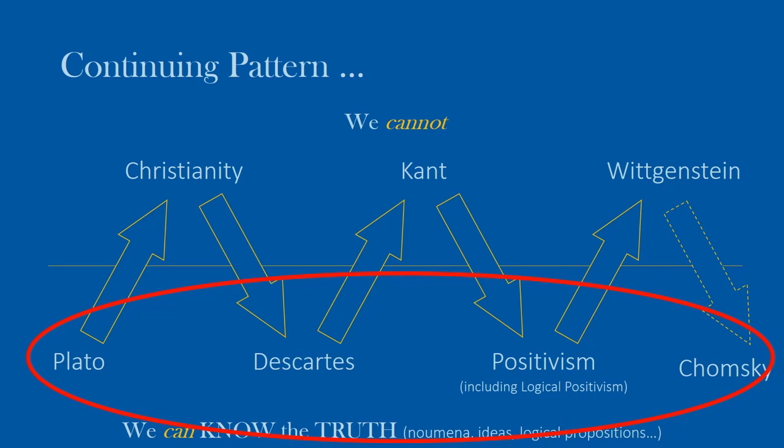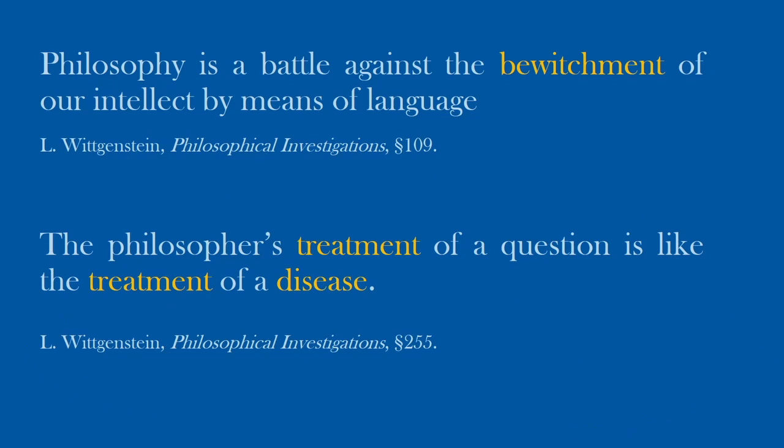He uses this medical metaphor to explain that this is not only a purely intellectual problem, it's actually a moral, bad habit problem. Philosophy is a battle against the bewitchment of our intellect by means of language. And then it's even clearer: the treatment of a philosophical question is like the treatment of an illness. Basically, what he's saying is that most of philosophy is actually superstition or mental illness.